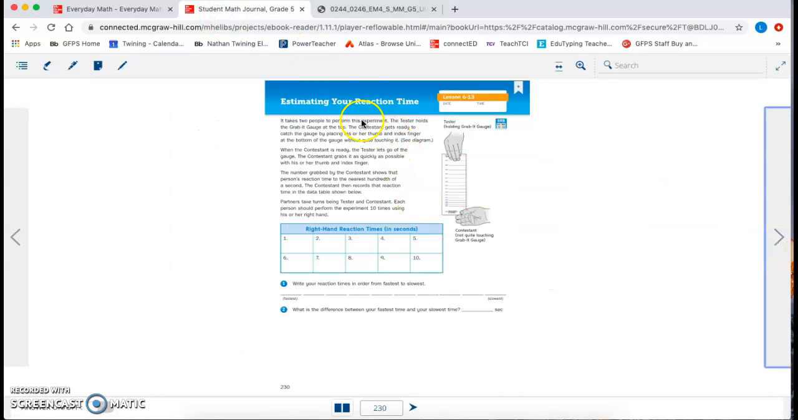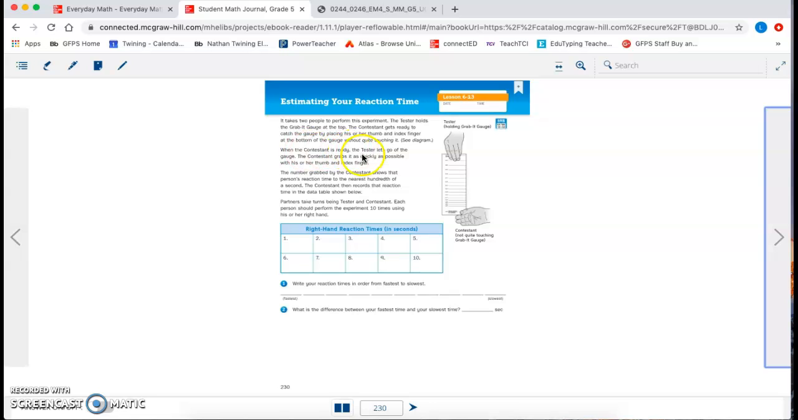Now, for the optional part, we have this estimating your reaction time. It says it takes two people to perform this experiment. So maybe you can do this with a sibling, with a parent, however you can do it. But remember, this is optional. It says the tester holds the gravity gauge at the top. The contestant gets ready to catch the gauge by placing his or her thumb and index finger at the bottom of the gauge without touching it. So you're just slightly opened. You're not actually touching it.